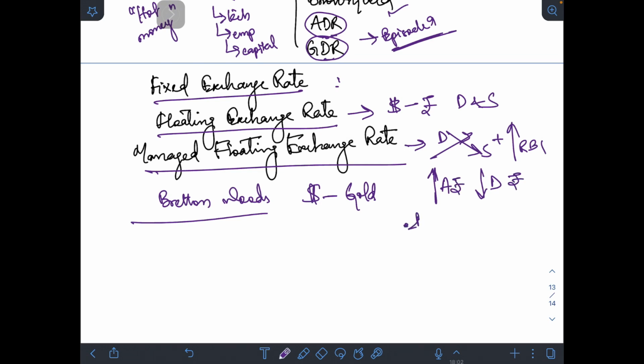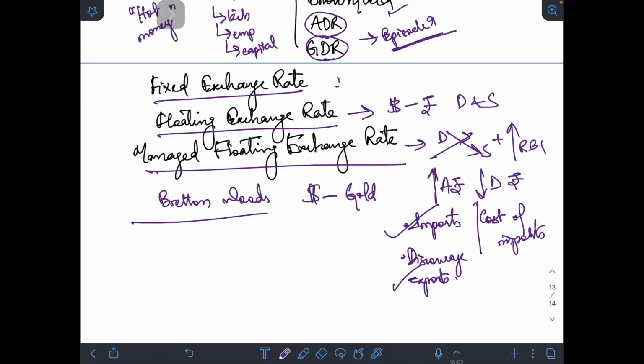Excessive appreciation of the rupee will encourage imports and discourage exports. But what is the real drawback of depreciation of the rupee? The cost of imports will increase, especially gold, coal, crude oil, and electronics. Clear, people? So this is the idea here ultimately.